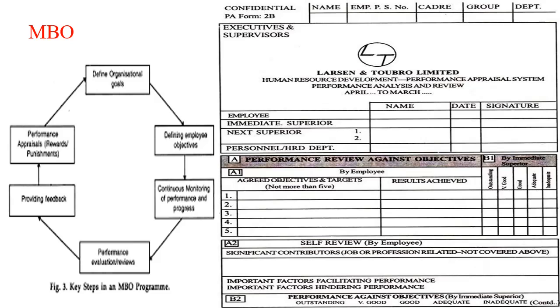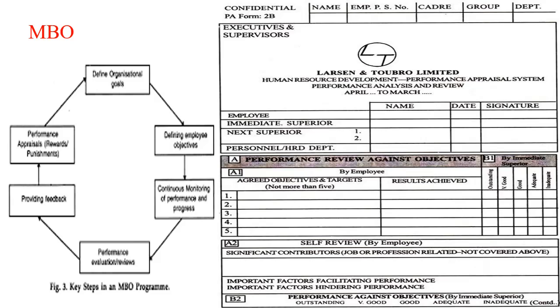Now, what are these steps in MBO, management by objective? One is to set the organizational goals. Then set departmental goals. Then discuss departmental goals, define expected results, performance review, and provide feedback. So these are the 6 steps which are followed in management by objective. Management by objective was first introduced by Peter F. Drucker in 1954 in his book The Principles and Practices of Management.